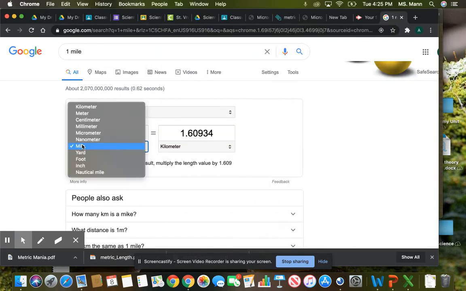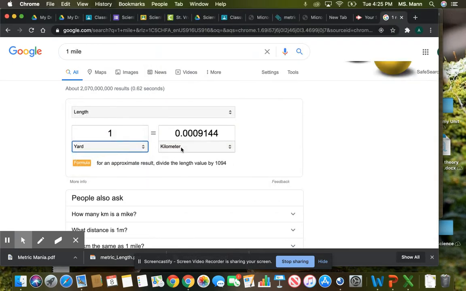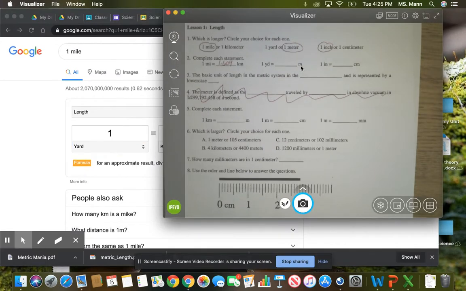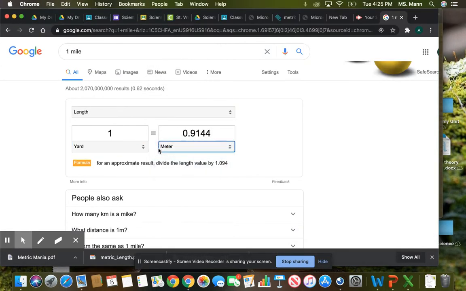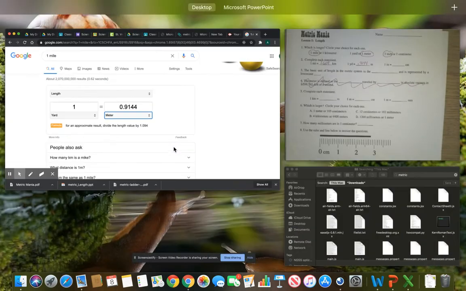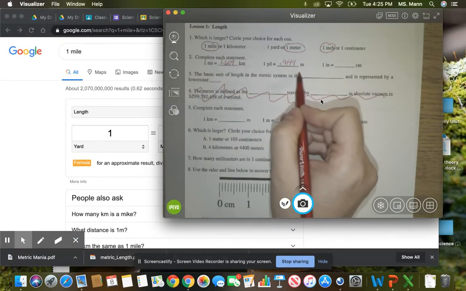Let's do yards. We have 1 yard, and we need to convert that to meters. So we go to meter. That's 0.9144. So 0.9144. All right. So you see how I've written that down?